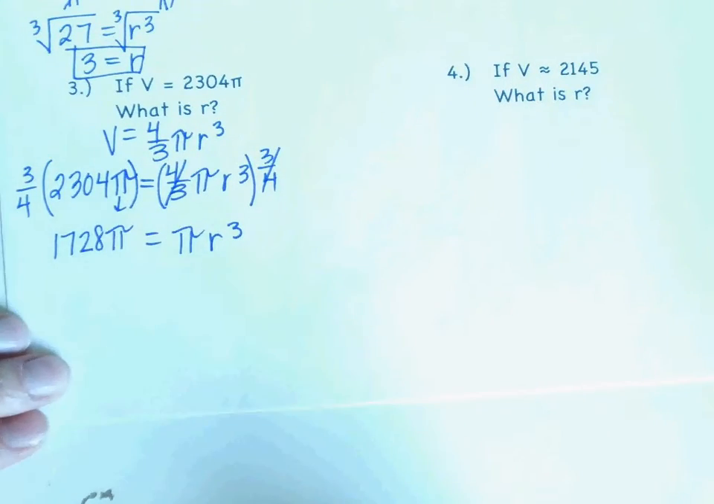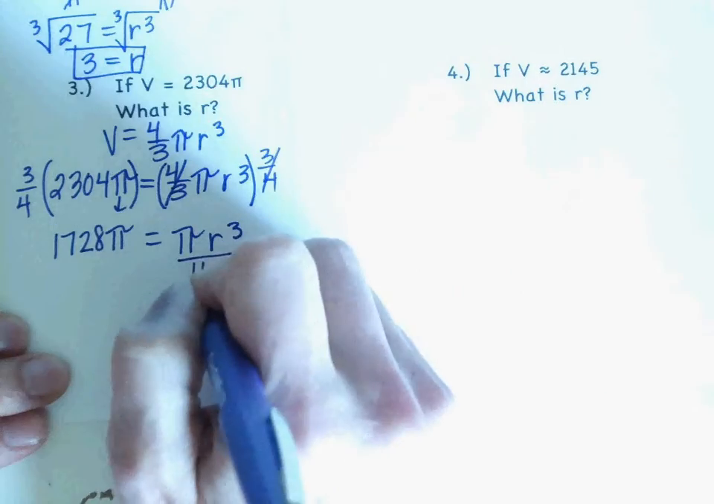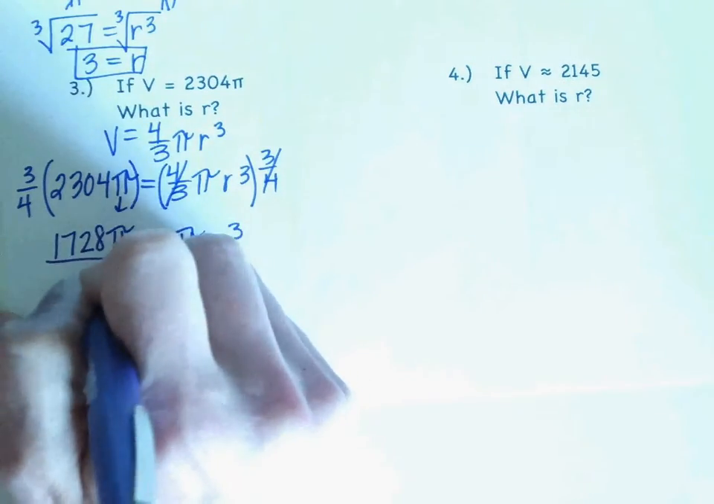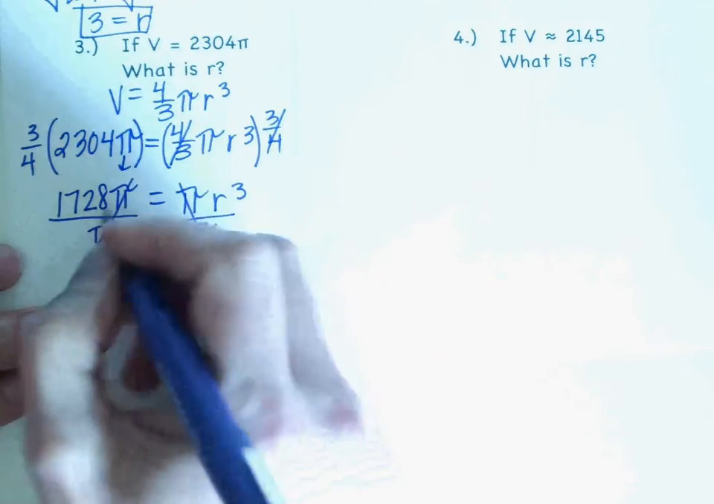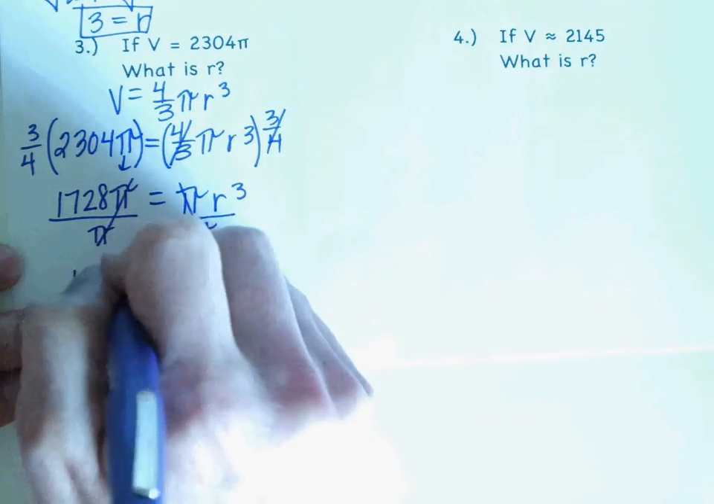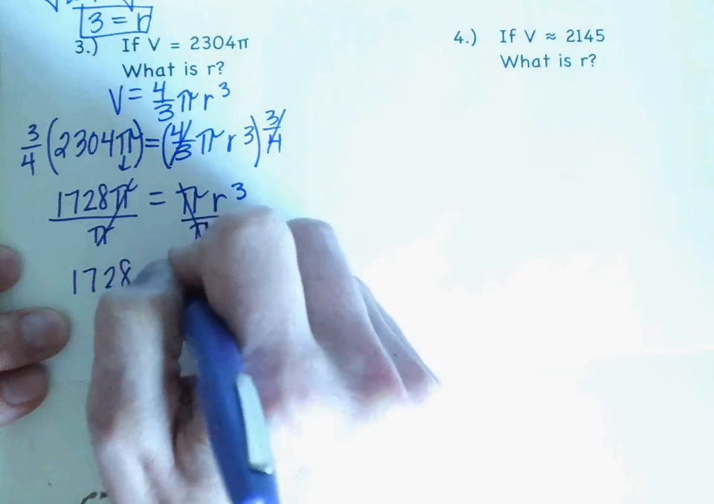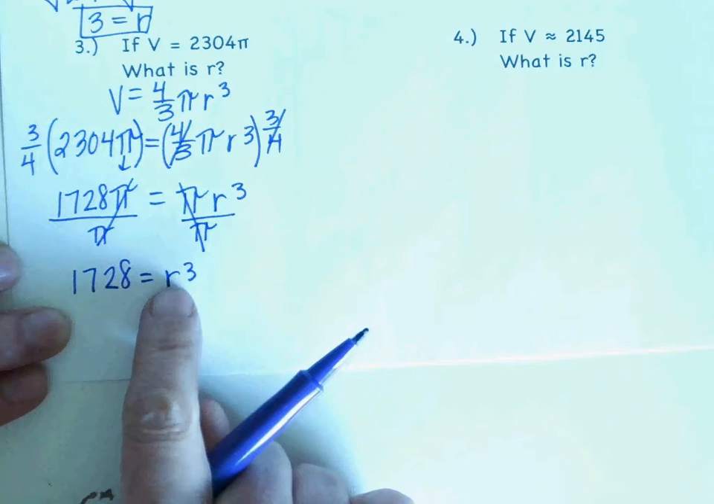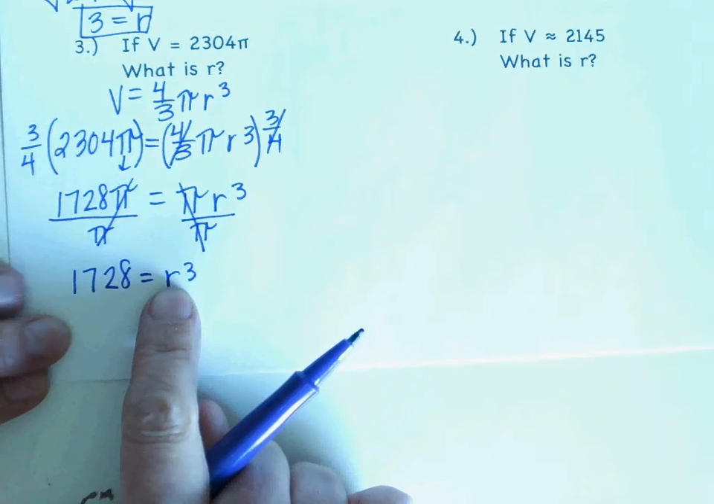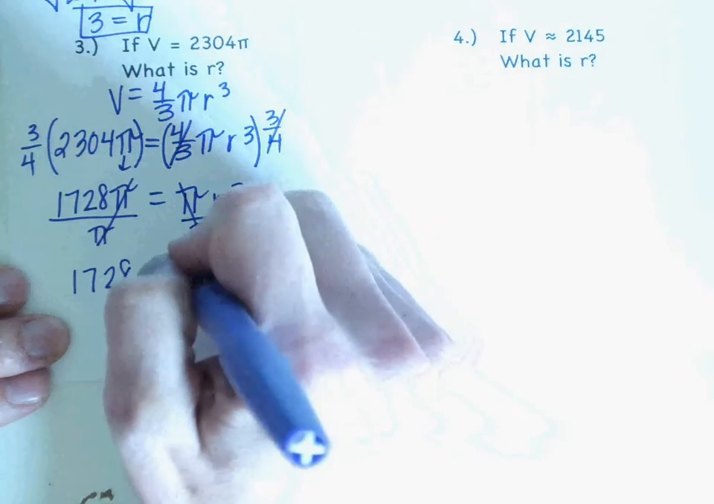And to cancel out pi, I'm going to divide both sides by pi. And when I do that, I get 1,728 is equal to r cubed. From here, what I'm going to do is find the inverse of cubing. The inverse of cubing is cube root.